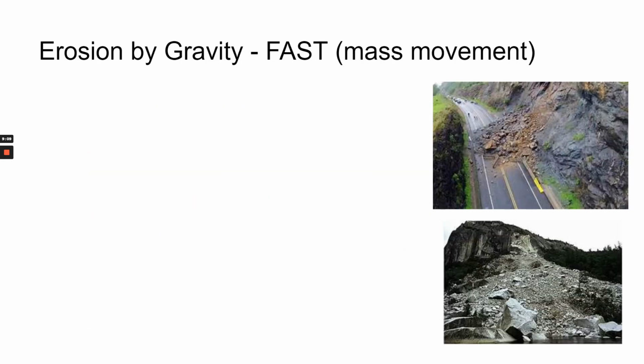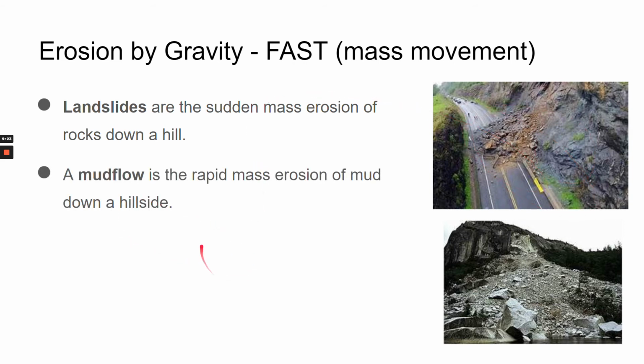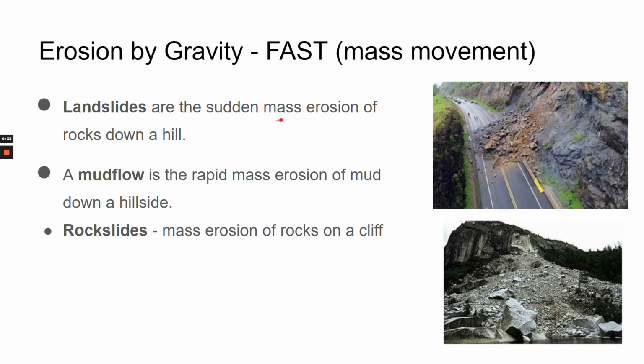So our erosion by gravity that happens fast, we have three of them that I'll talk about. We have landslides. So that's the sudden mass erosion of rocks down a hill or land down a hill. A mud flow is the rapid mass erosion of mud. And then a rock slide is a mass erosion of rocks on a cliff. So landslide doesn't have to just be rocks. It could be all of the land along with it as well.